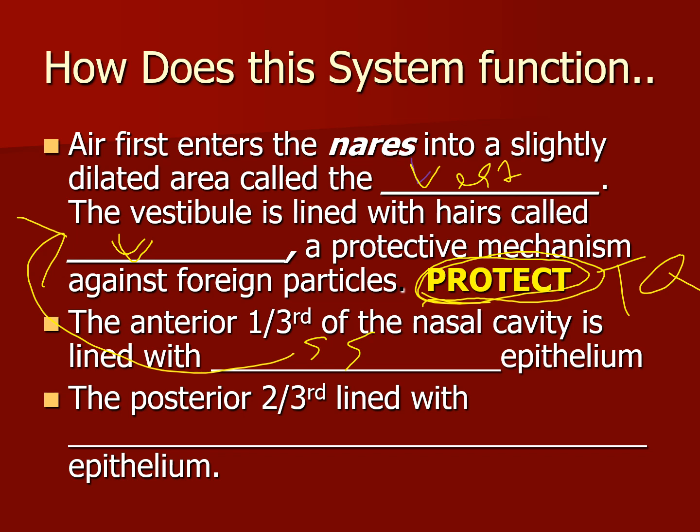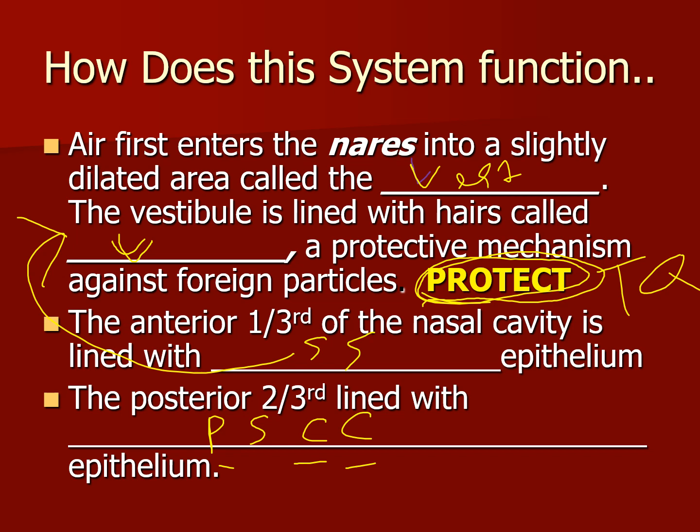And as we go back, the posterior two-thirds is lined with pseudostratified ciliated columnar epithelium. So I just shorten this up as P, pseudostratified. So PSCC. Pseudostratified ciliated columnar, right? That's what I have there. You can write out the whole thing if you want. I'm just going to write PSCC. That means pseudostratified ciliated columnar epithelium.